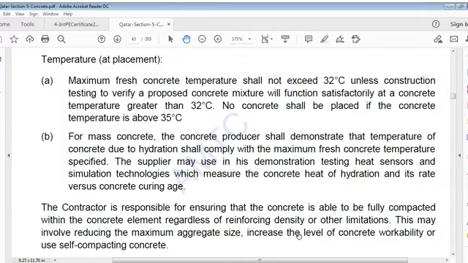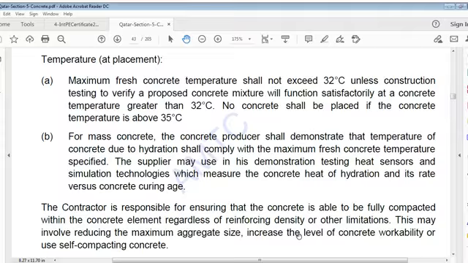Maximum fresh concrete temperature shall not exceed 32 degrees Celsius, unless construction testing verifies that a proposed concrete mixture shall function satisfactorily at a concrete temperature greater than 32 degrees Celsius. No concrete shall be placed if concrete temperature is above 35 degrees Celsius. Keep in mind 32 is the maximum. In rare circumstances, you may go up to 35 degrees Celsius.